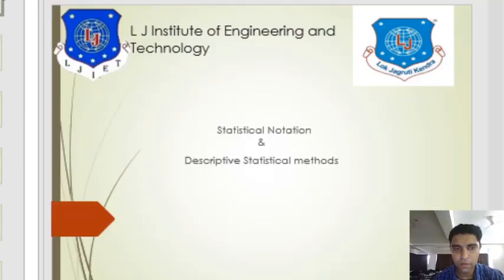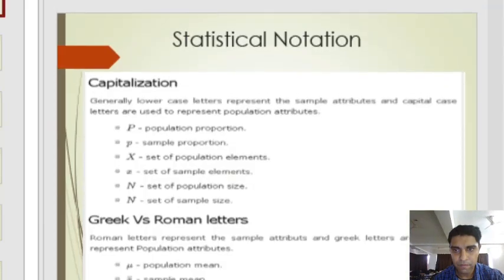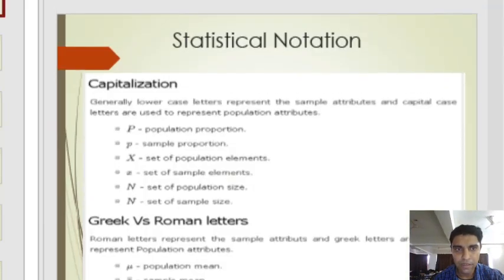Good morning, students. Today's lecture is about the statistical notations and the descriptive statistical methods. Let me start with what the statistical notations for business analytics are. The first statistical notation is capitalization. Generally, lowercase letters represent sample attributes, and uppercase letters are used to represent population attributes.